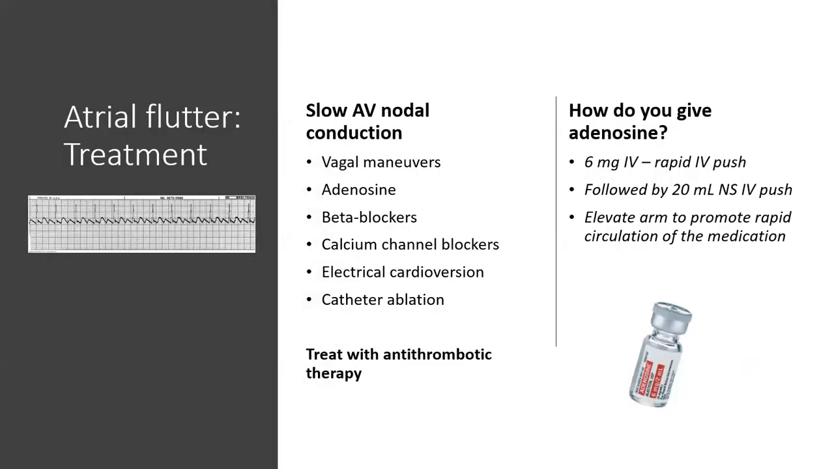So for our treatment, we want to slow the AV node conduction. So possible vagal maneuvers, possible adenosine. And if you remember, with adenosine, you want to warn them because they will have a brief asystole. So observe the patient for flushing, dizziness, chest pain, but it does have a short half-life, about 10 seconds, so you administer it rapidly.